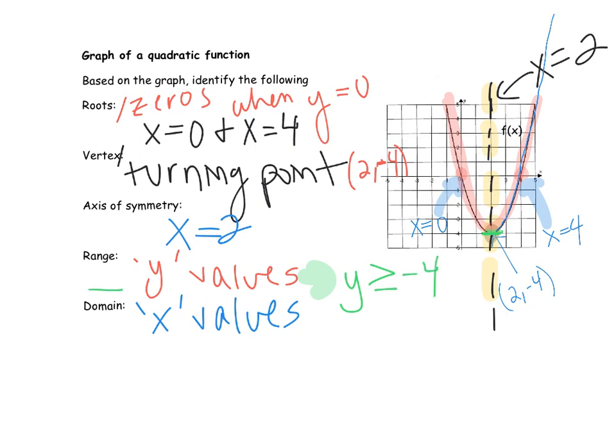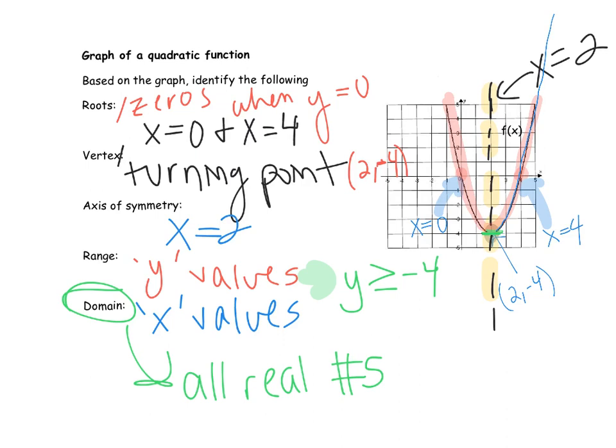And also, guys, domain, whenever I'm talking about a parabola, the domain for any parabola is going to be all real numbers. That's your answer. Domain for a parabola is all real numbers. It goes in both directions forever and ever. So this is going forever and ever to negative infinity, and this is going forever and ever to positive infinity.